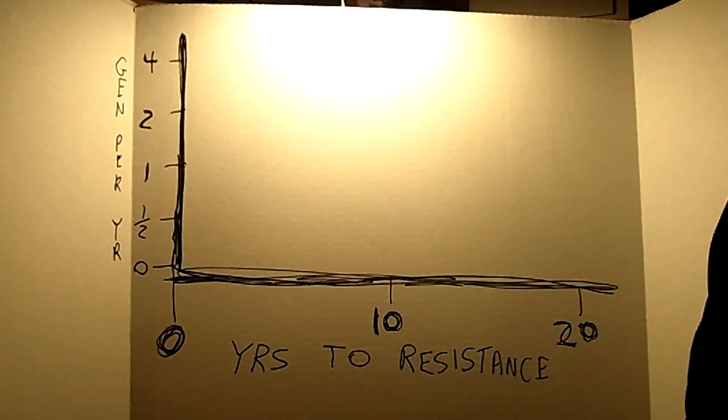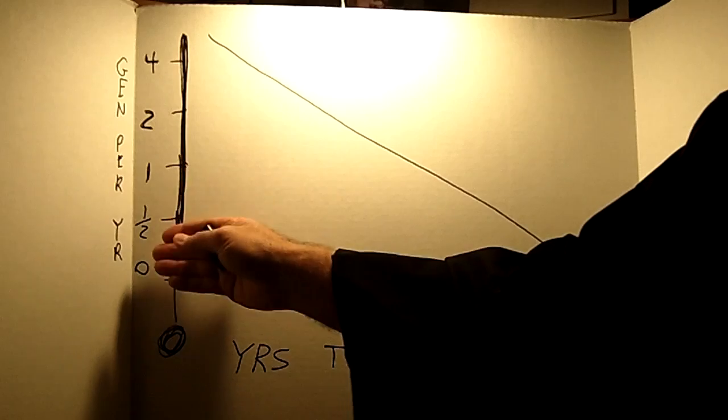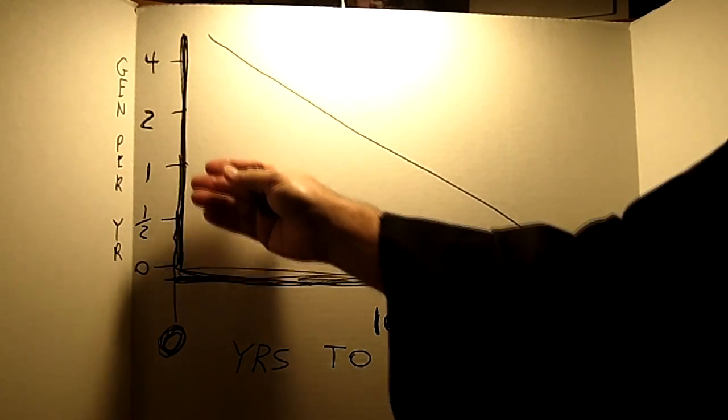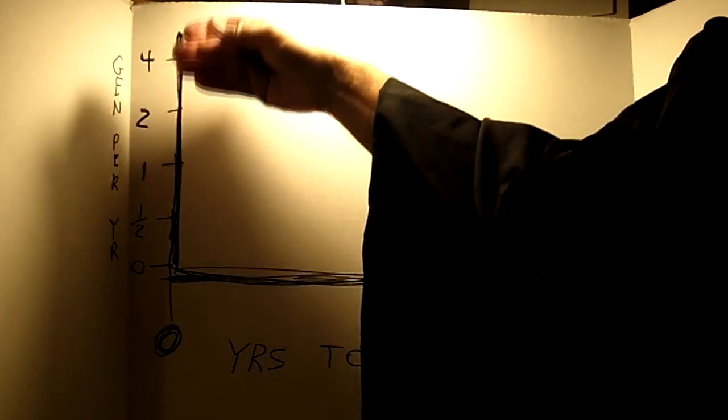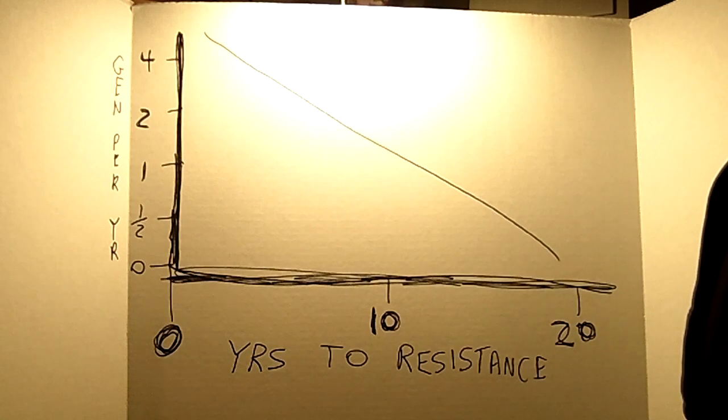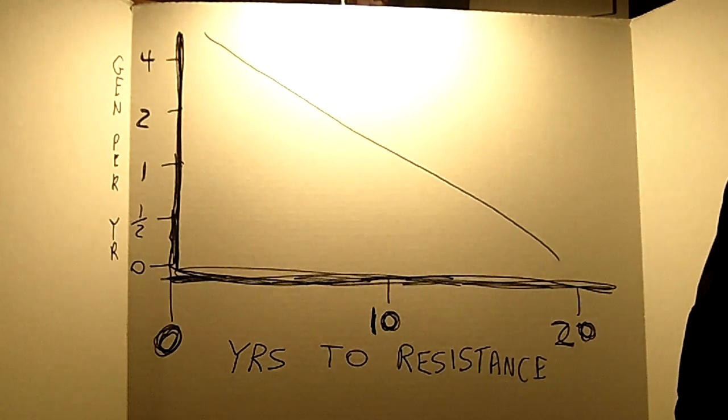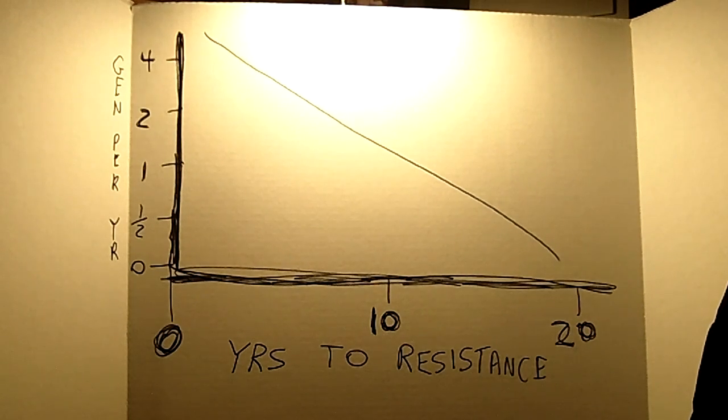If we drew a line for how many years it takes to develop resistance based upon the number of generations, it would go something like this. In other words, the fewer generations per year, the longer it takes to develop resistance. The reason for this is, when you have a lot of generations and you have to treat many times in a year with the insecticide, you have a lot of what we call selection pressure. In other words, you're selecting for resistant insects.